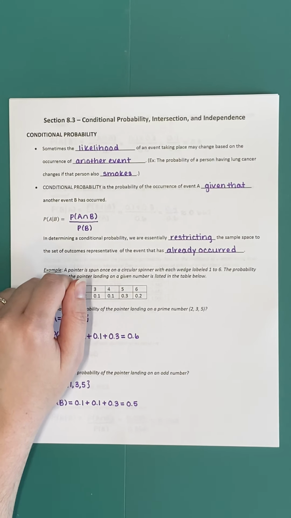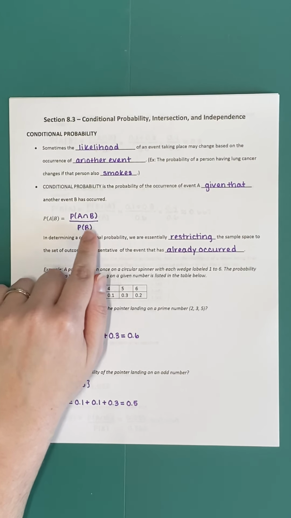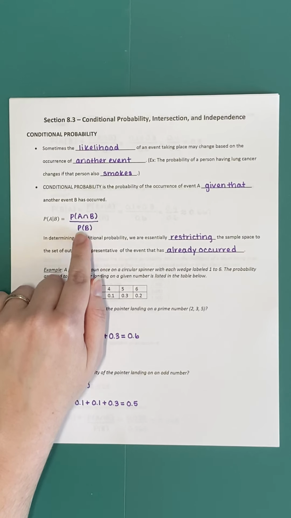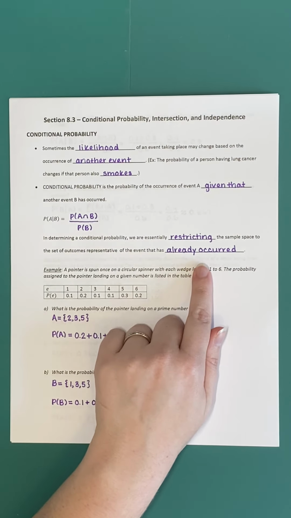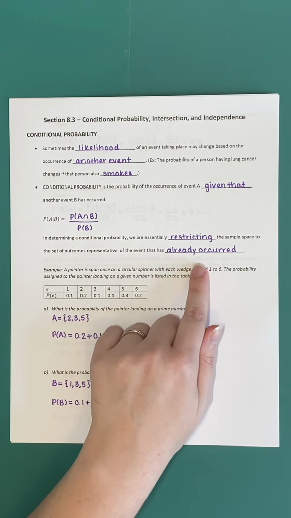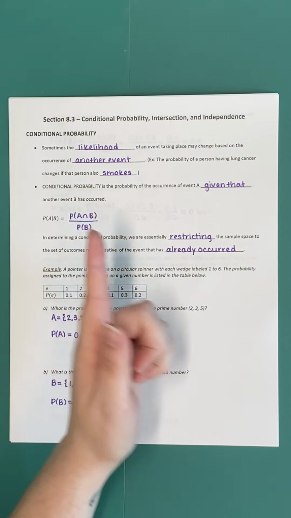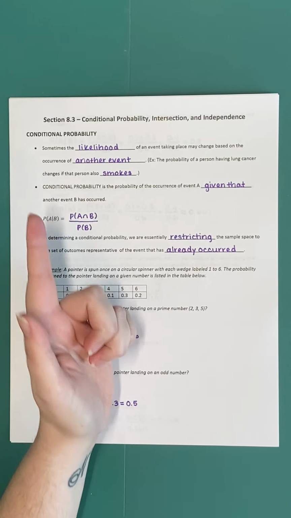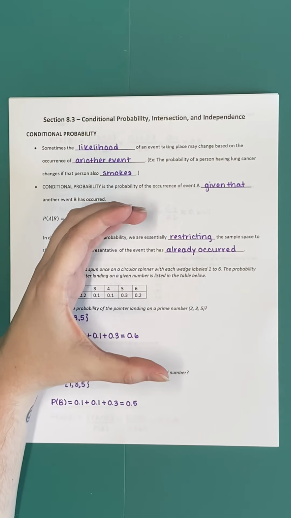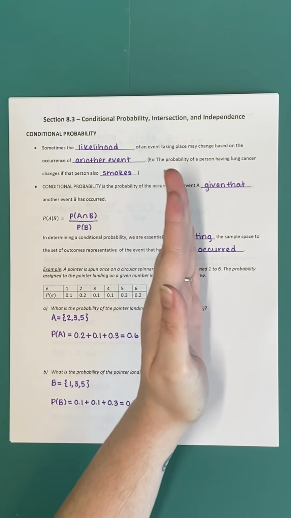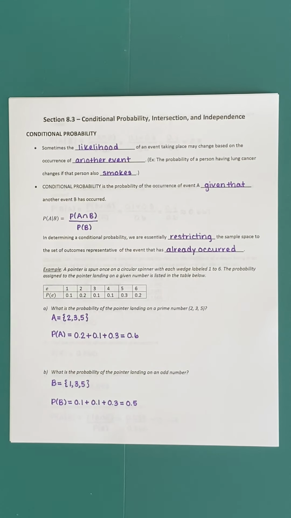So essentially what's happening is we're taking what we used to think of as the entire sample space and we're restricting it to just the outcomes representative of the event that has already occurred. So think of it like a two-step process. Step one is event B has already occurred. What that means is we've now taken the whole sample space and we've only restricted that to some portion of the sample space, just those outcomes representative of event B.